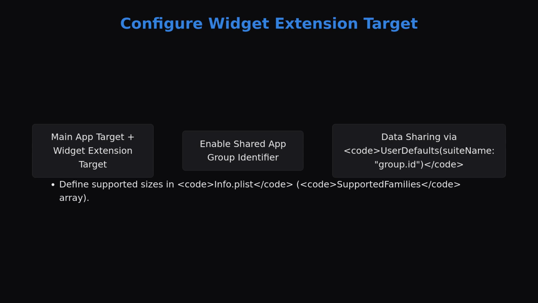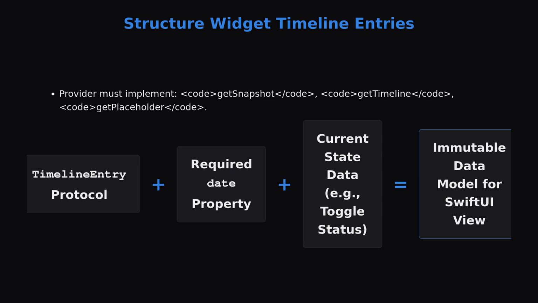The widget extension's info.plist file controls which sizes the widget supports. Define these supported sizes, such as System Small or System Medium, using the supported families array key. For simple, lightweight data exchange between the host app process and the widget extension process, instantiate user defaults using the shared app group identifier. The syntax is UserDefaults initialized with the suite name set to your specific group identifier. For example, group.your.identifier. WidgetKit schedules all future updates using a timeline, which is managed by conforming to the TimelineProvider protocol.